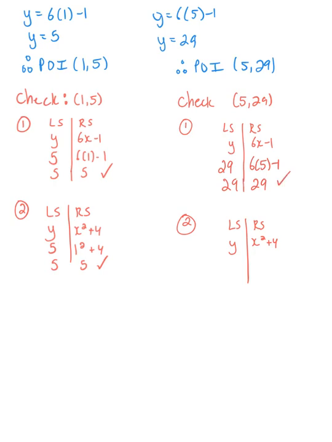And then in equation 2, my left side is 29, my y value, and my right side is 5 squared plus 4, which is equal to 29 as well. So both my solutions look correct, and you can also check by using Desmos to see if that is where the line meets the parabola.